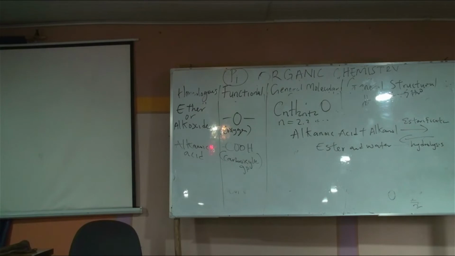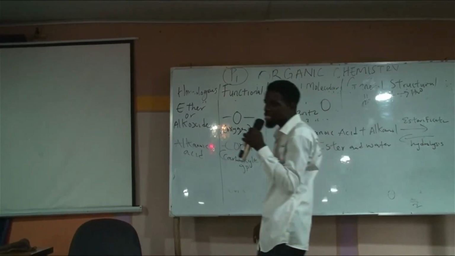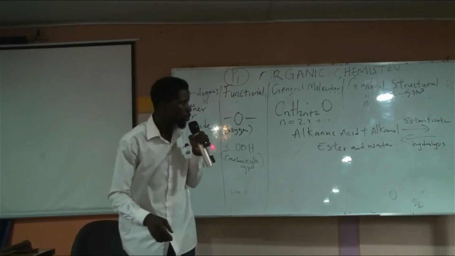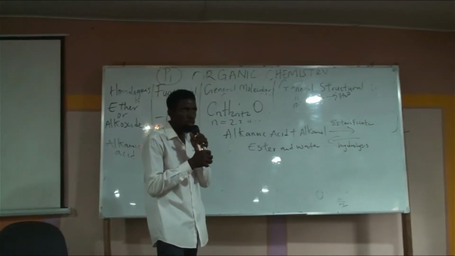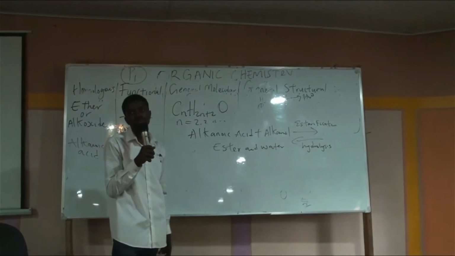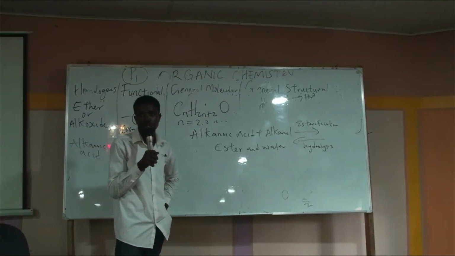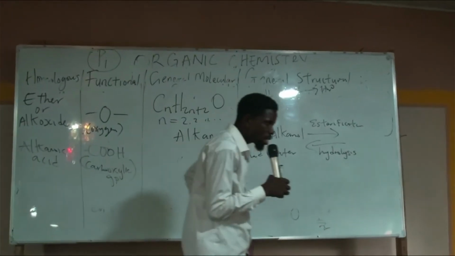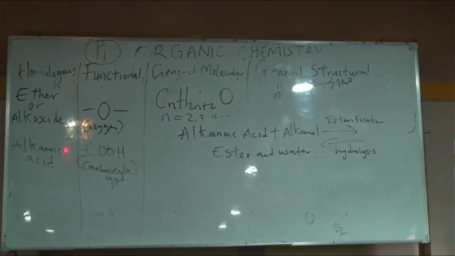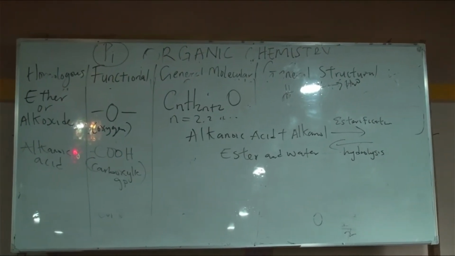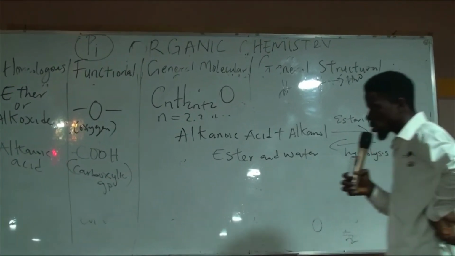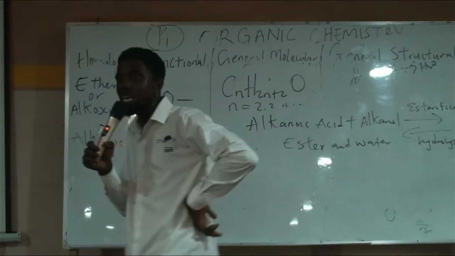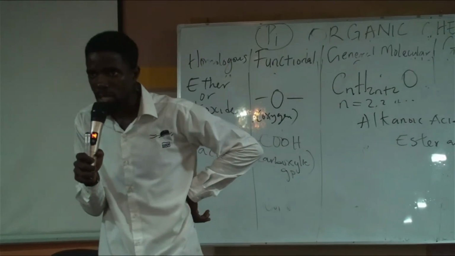Are you getting what I'm saying? Acidic hydrolysis of what? Fats and oil. It leads to the production of glycerol and fatty acids. Acidic hydrolysis leads to the production of what? Glycerol and what? Fatty acid.